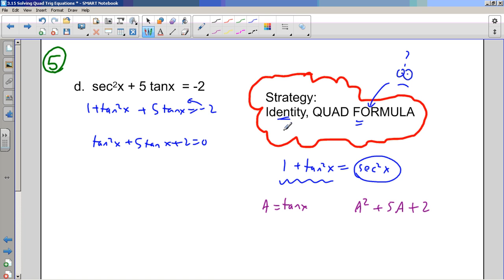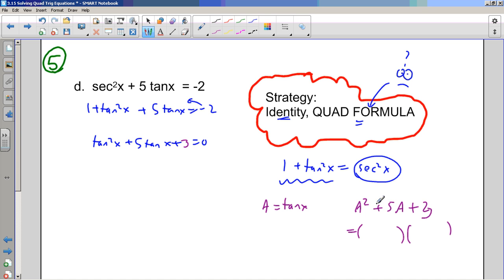And did I make any arithmetic errors there? Yes, I did. Why didn't you correct me? When I move the 2 over to this side, it goes with the 1 to make 3. Did you catch that error? Well, then why didn't you say anything? All right, good.